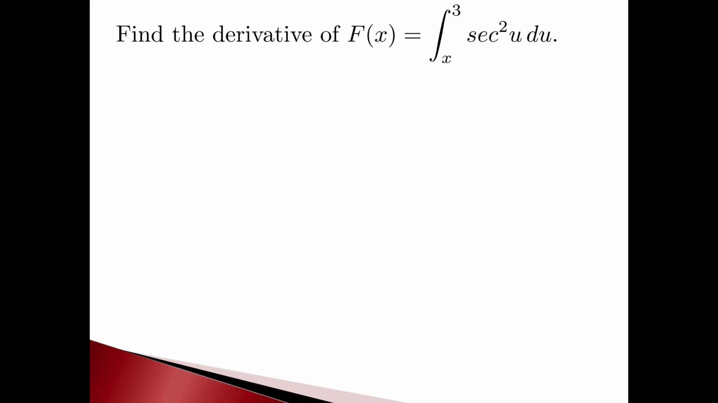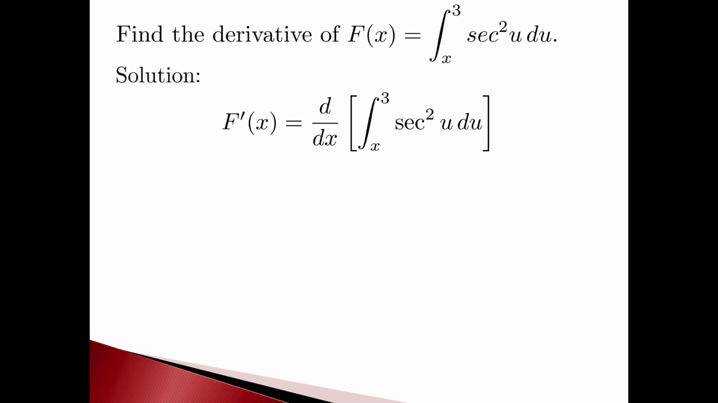Okay, let's try this again. Let's do a function where now my x is at the lower limit of integration. So I'm integrating from x up to 3 of secant squared of u du. Again, using different variables here just to keep it interesting. I don't want to use secant squared of x dx because I'm already using x for something. So I do want to use a different variable like a t or a u or something.